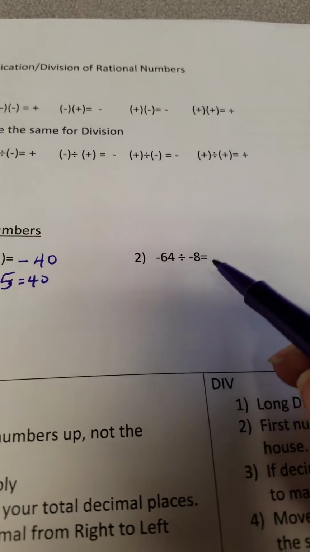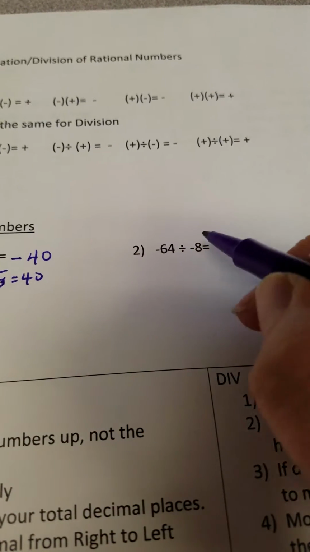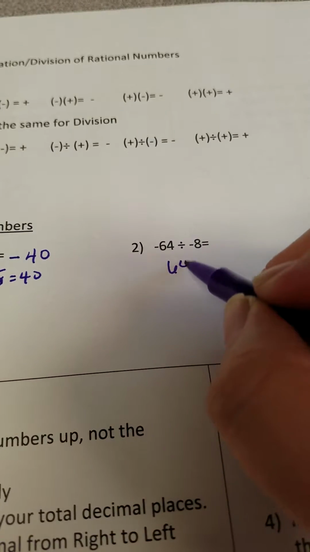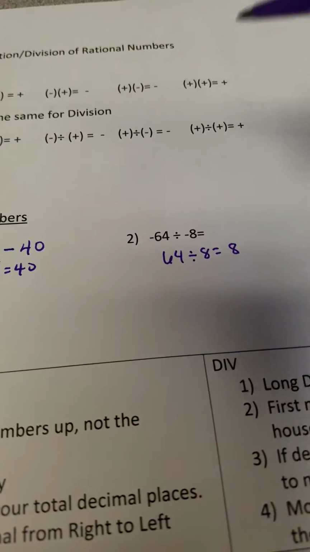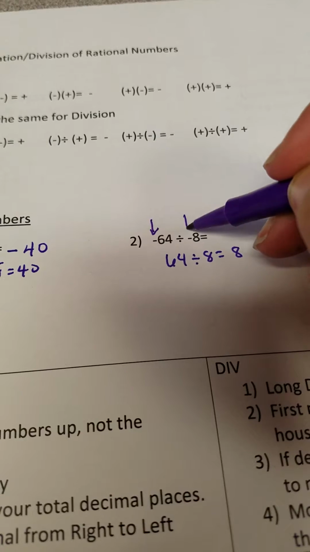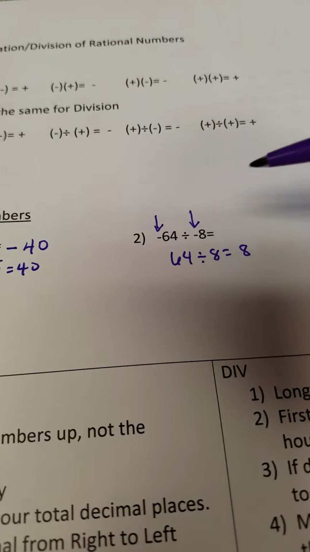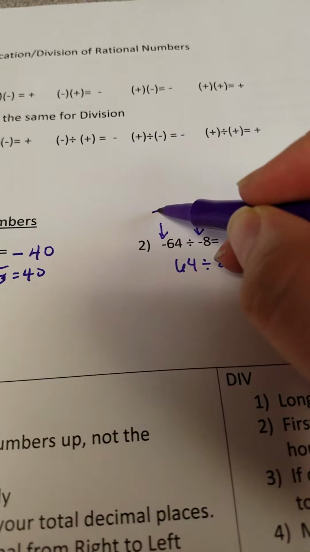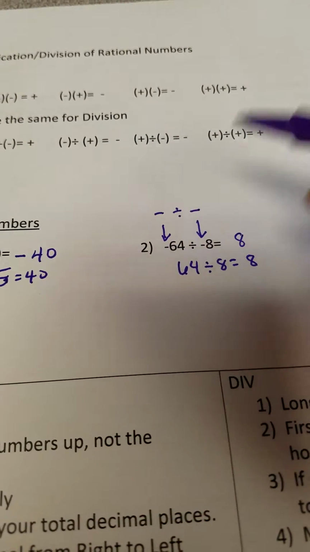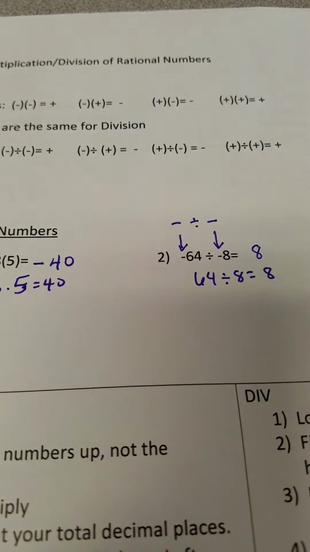Moving over here, this is a division problem. We have negative 64 divided by negative 8. Now, if this were just a regular problem, 64 divided by 8 would be 8. But because I have a negative divided by a negative, we know that that should be a positive. So that's going to be a positive 8 right here, and as we look up here, a negative divided by a negative is a positive.